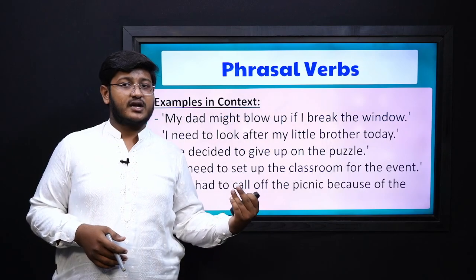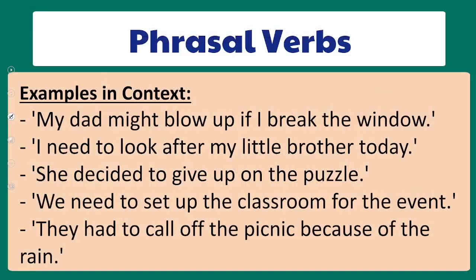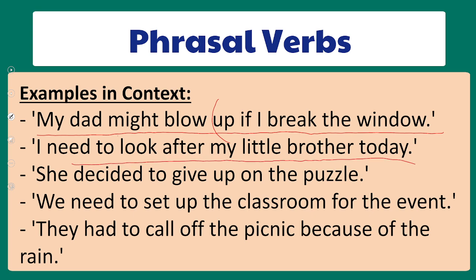Some phrasal verbs are used. Let's find out how the phrasal verb gives the meaning in a sentence. My dad might blow up if I break the window. Here I need to look after my little brother today. So look after is a phrasal verb, and blow up is a phrasal verb. Here she decided to give up. So give up is a phrasal verb, and it means to lose hope or quit the puzzle.